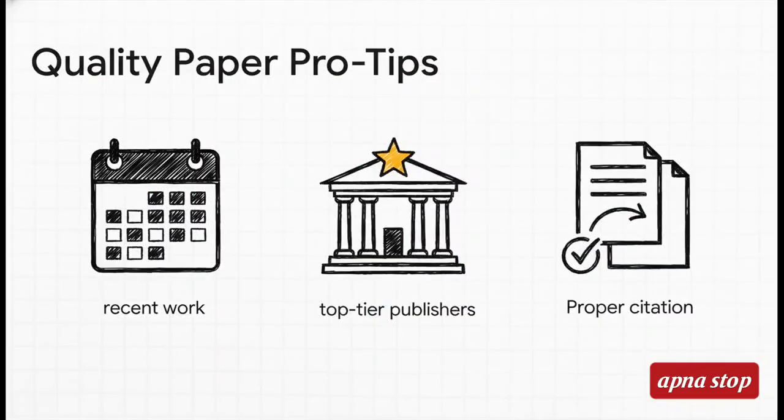And here's something that's super important to remember. AI does not replace good research practices. The fundamentals still apply. You've got to prioritize recent work, generally from the last 5 years. You should focus on papers from top-tier publishers. And of course, proper citation is completely non-negotiable.